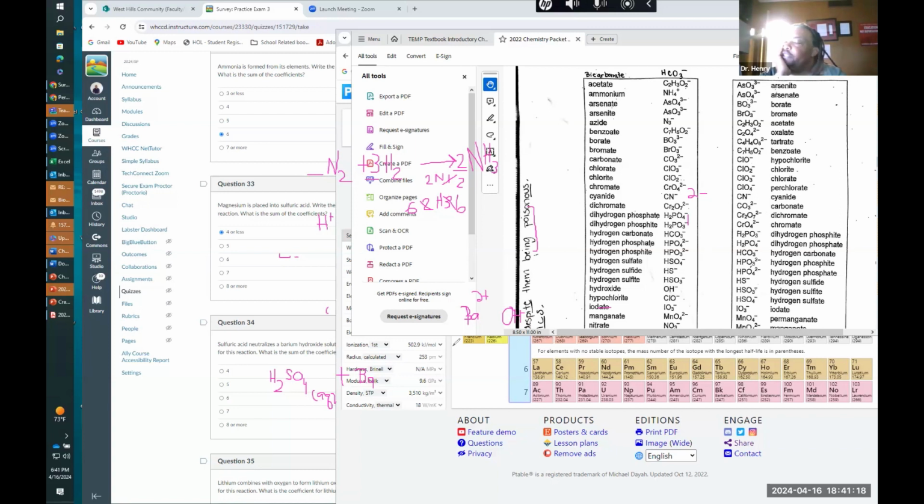So for it to add up to 0, we have 2 and then 1. So how many OHs will I need? You need two. I'll need a total of 2. So then when I write my chemical equation, I'm going to write OH, and then I'm going to put parentheses, 2.